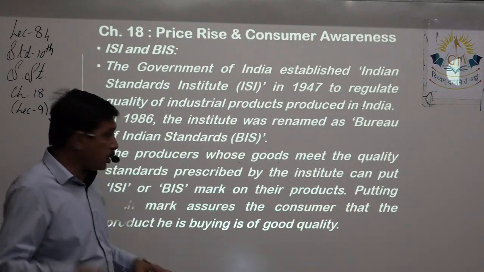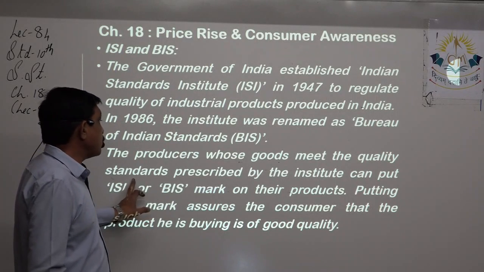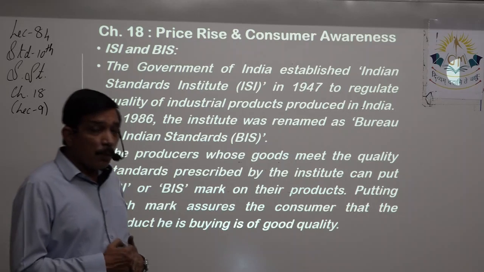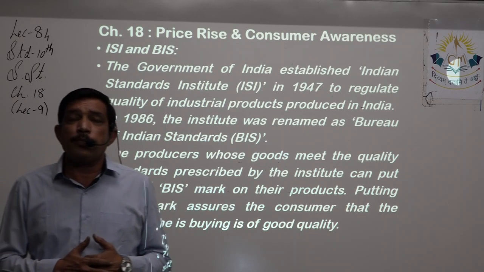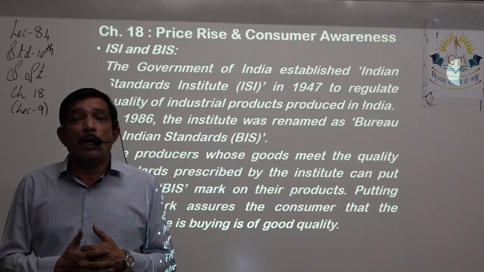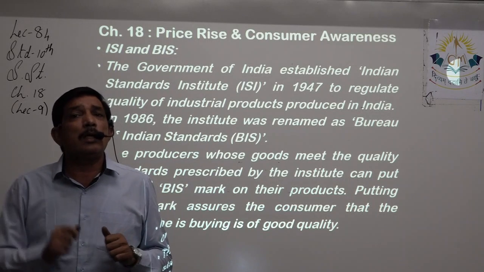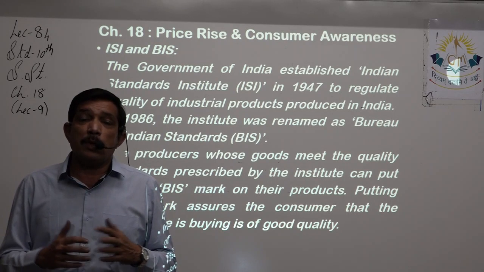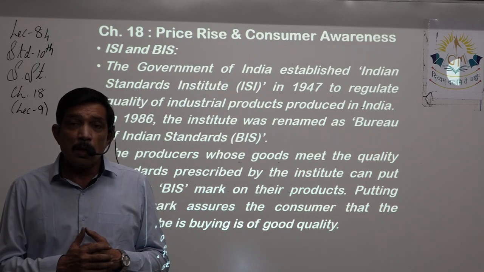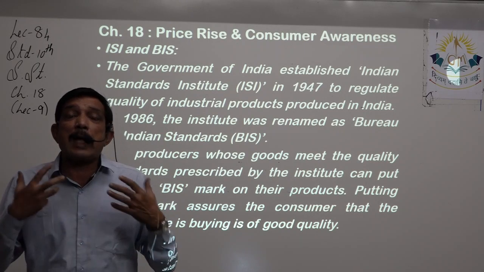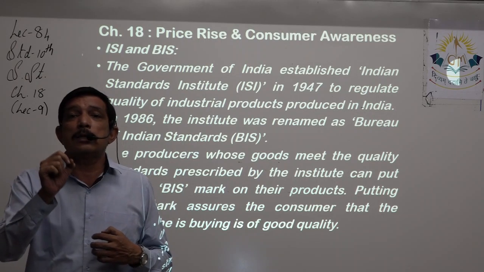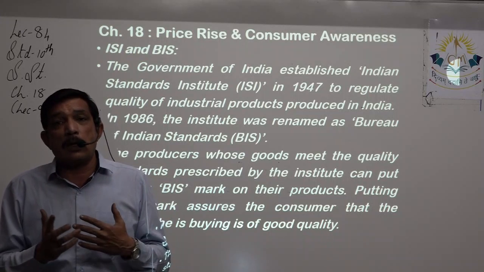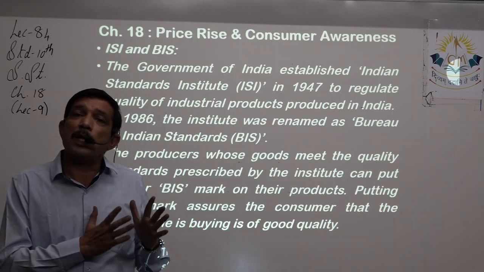Now, what is the function? The producers whose goods meet the quality standards prescribed by the institute can put the ISI or BIS mark on their product. You must have seen lots of products. For example, I have given you iron rod. You must have seen in TV advertisements lots of steel manufacturing companies who produce these rods. They give the advertisement that our company is ISI certified. See that ISI mark and then buy our rods. That means the standards of the iron rod are certified by the government of India.